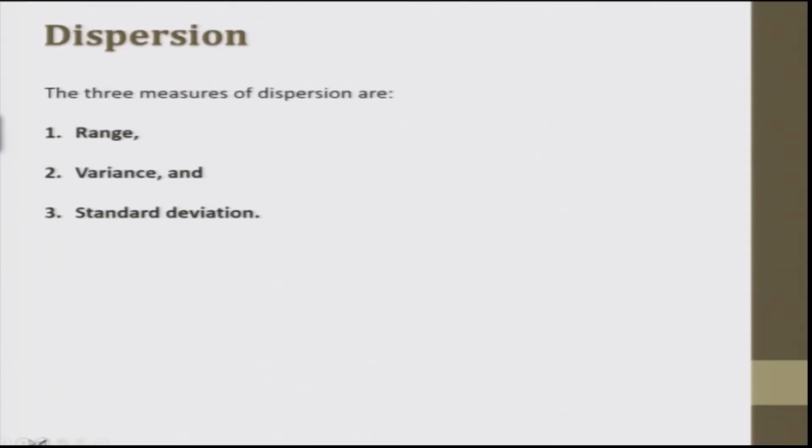Dispersion means the spread of data, and the spread of data can be found in 3 different ways. Number 1 is range, number 2 is variance, number 3 is standard deviation. Now, these terms, range, variance and standard deviation, assign a numerical value to the amount of spread of a data set. So, it is the spread of data and we assign a numerical value here.